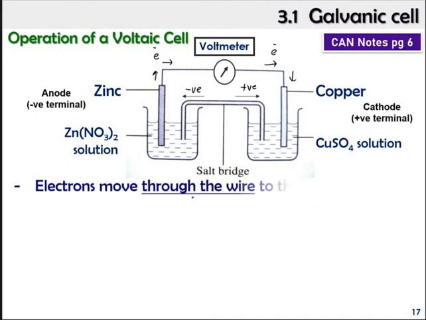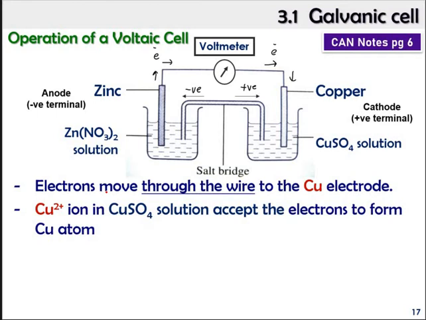Alright. So, electron move through the wire to the copper electrode. So tadi kita nampak zinc tadi dia dah release electron. Dia pergi mana electron? Pergi melalui apa? So dia pergi melalui wire ni. Okay, dia pergi ke copper electrode. Okay, copper pula, dia akan terima electron. So Cu2+ ion in CuSO4 solution accept the electrons to form copper atom. So the equation will be like this. Cu2+ + 2 electron produce Cu solid.